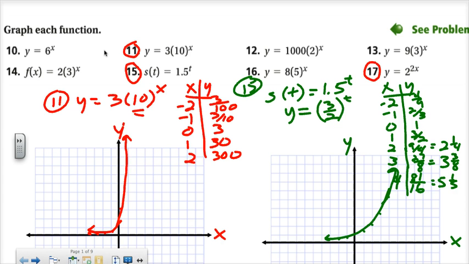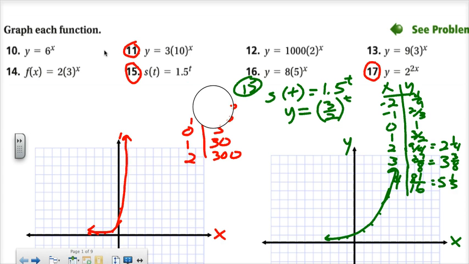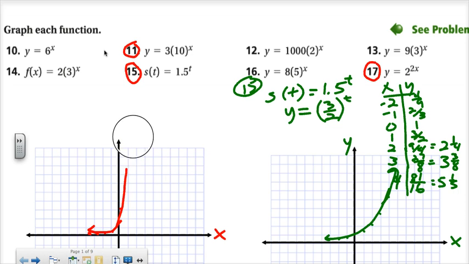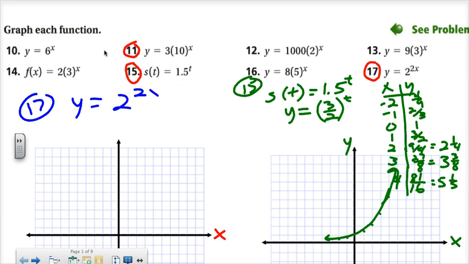Then number 17, I will come back over here and make some room for that one. Now, number 17, things just don't look right. We are supposed to have a times b to the x, and now we've got this 2x up here. Well, I would say, no we don't. We don't want that 2 there.